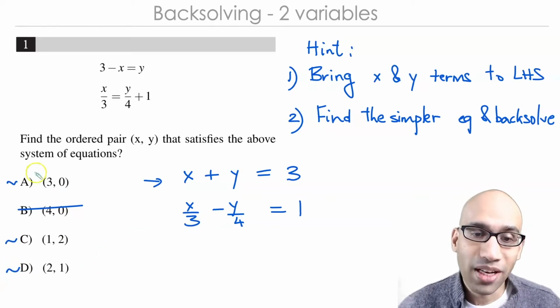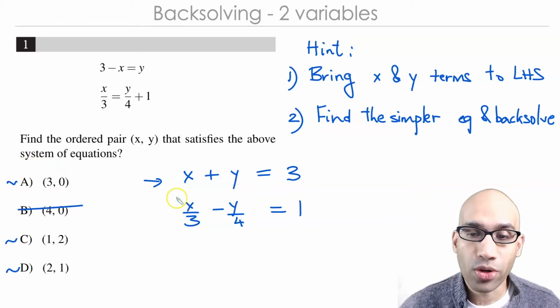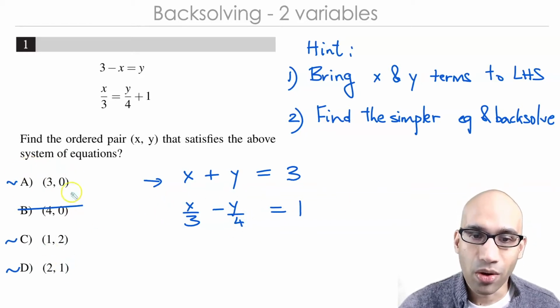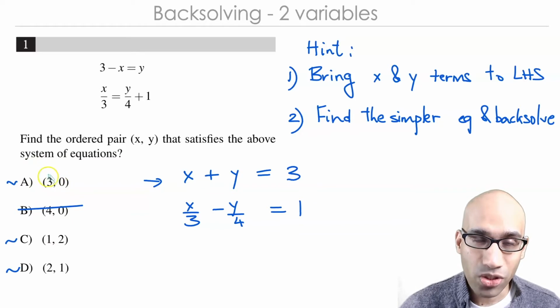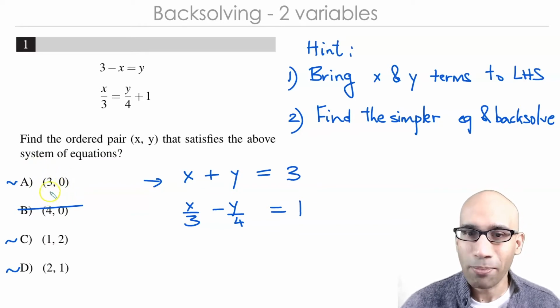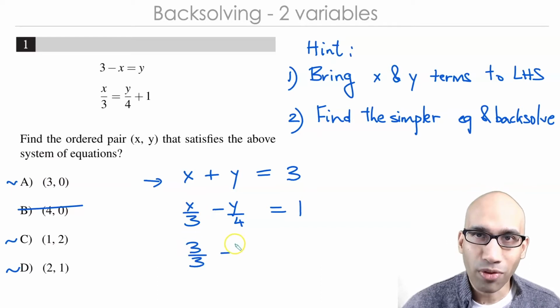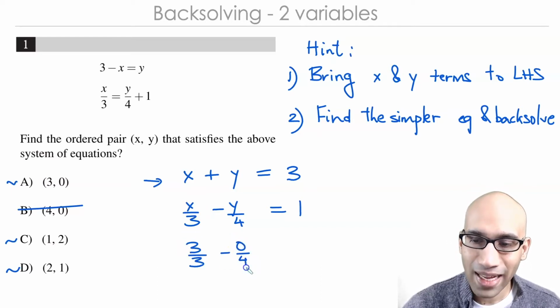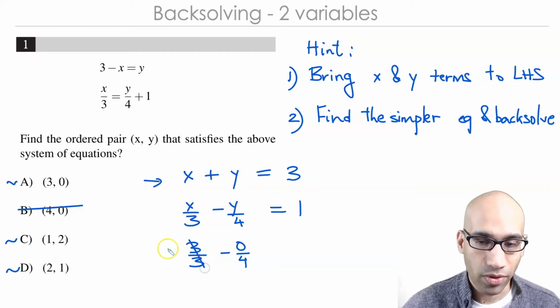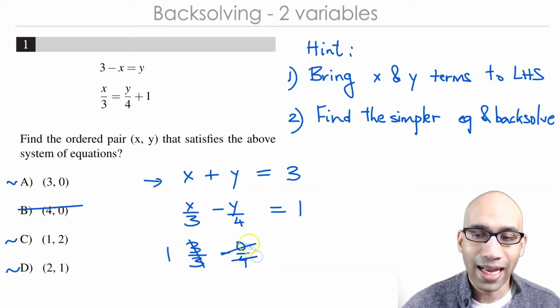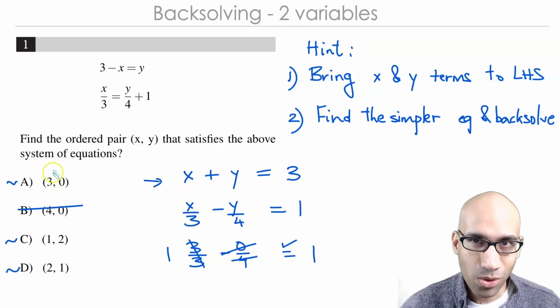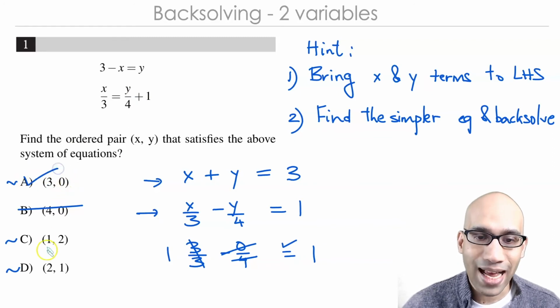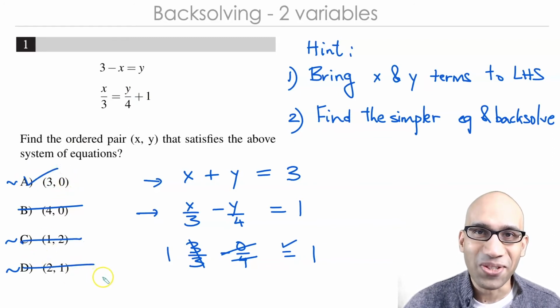Now the next step is to see which of these remaining choices can satisfy this equation. Let's substitute the simplest of these, which is 3 comma 0. It's got a 0, so it's going to be simpler. Put in 3 over here. You get 3 over 3 minus 0 over 4. Simplify this to get 1. 3 over 3 is 1, and that's 0. And that is indeed equal to 1. And so this solution satisfies even this equation, and that is why this is the correct answer. You can safely eliminate these two choices.